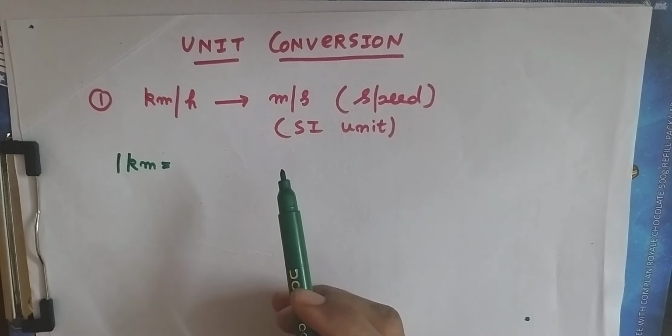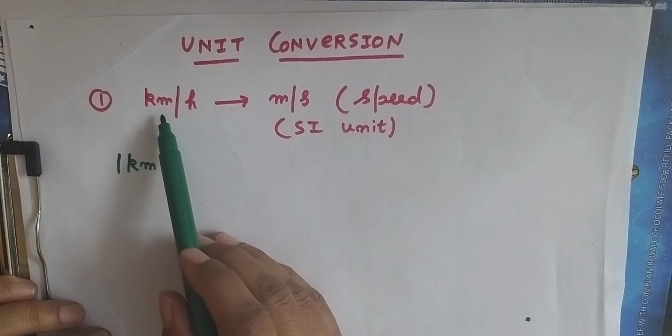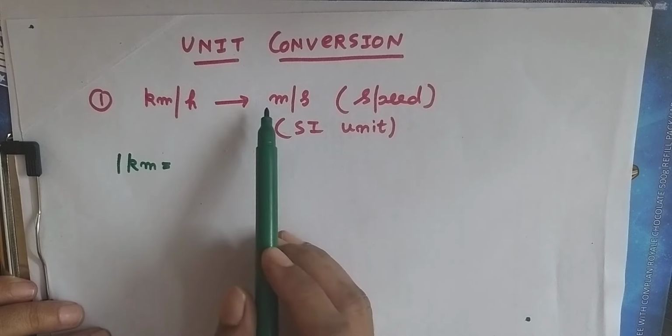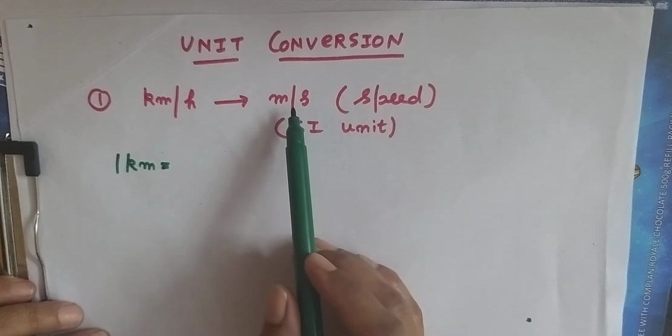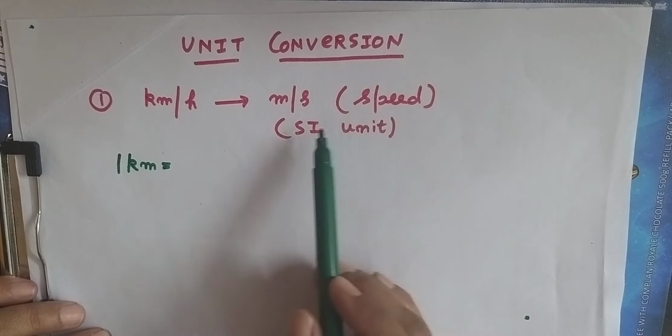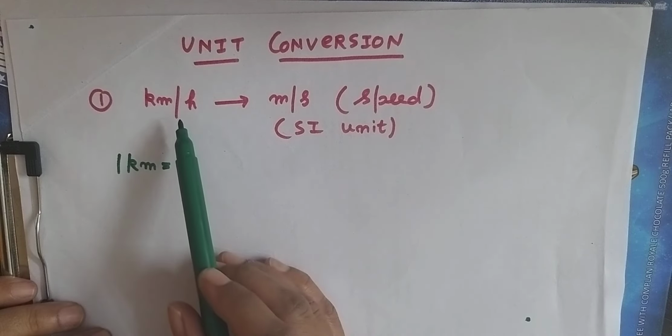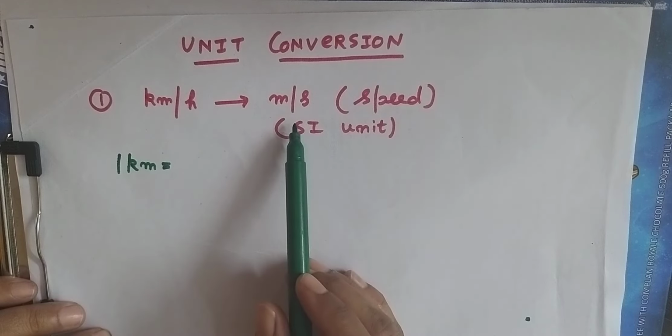Okay, let's learn about unit conversion today. First we'll learn how to change kilometer per hour into meter per second. Since meter per second is the SI unit for speed, in many of the numericals we have to change kilometer per hour into meter per second, right?